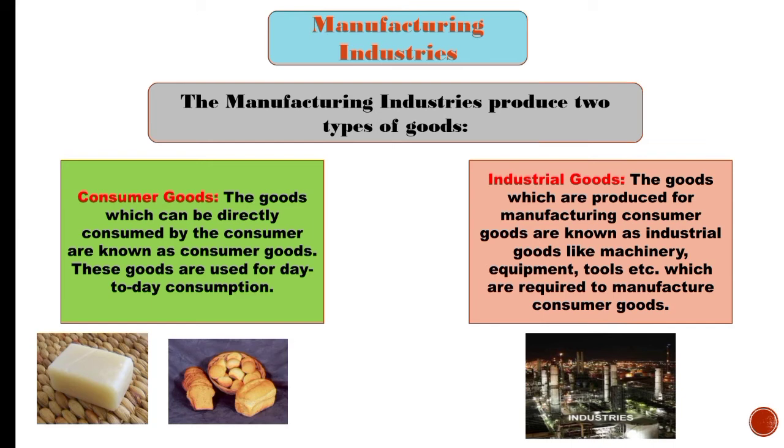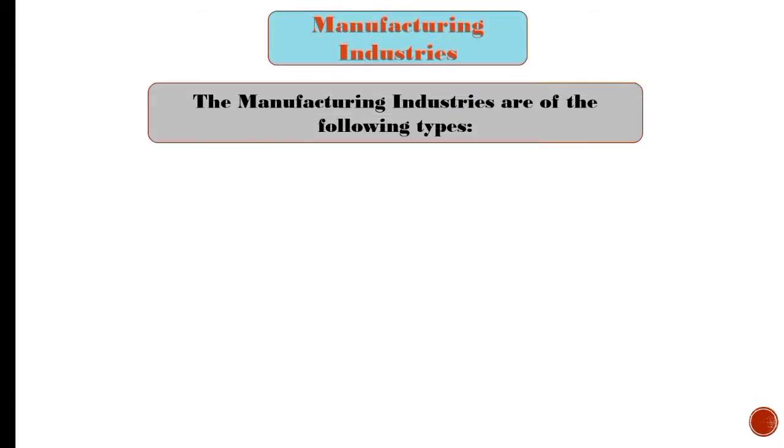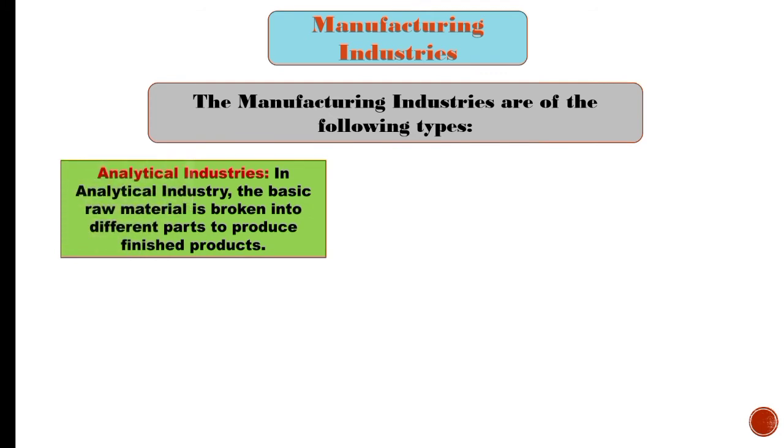So here, as we know, consumer goods are the goods which are directly used by the consumer, and industrial goods are the goods which are produced for manufacturing consumer goods. Now, if we talk about the types of manufacturing industries, there are four types of manufacturing industry. First is analytical industry. The analytical industry is the industry where the basic raw material is broken into different parts to produce finished products. So here the raw material is broken into small parts so that a finished product can be produced.